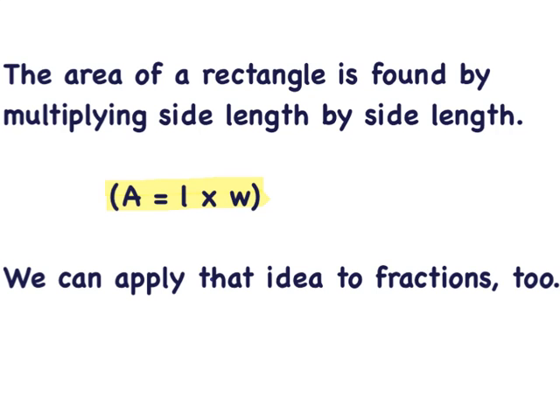The area of a rectangle is found by multiplying the side length by side length, or our algorithm says the area is equal to the length times the width. And we can apply that idea to fractions too.